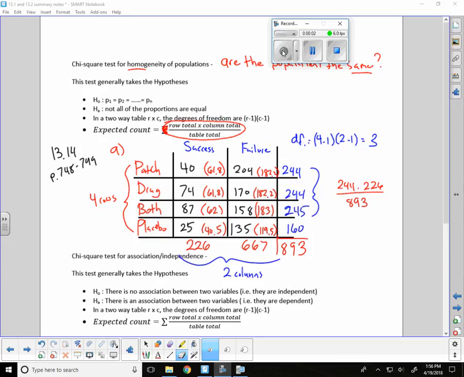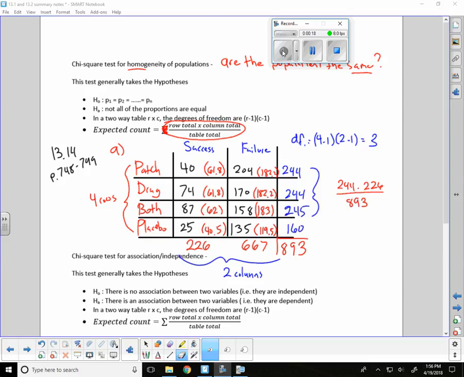So here we are. We had a few mistakes, but we won't name names as to who miscalculated. We had a lot of good work. So in red, we see the expected values by using the row and column total product divided by the table total.